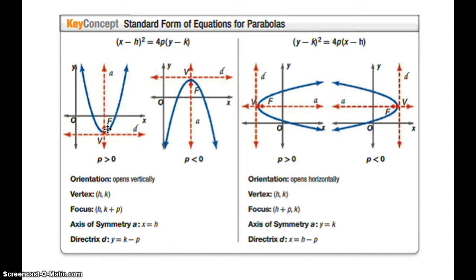So again, F is the focus, D is the directrix, V is the vertex. The distance from focus to directrix is equal to 2P. The distance from focus to vertex and the distance from directrix to vertex is equal to P. Also pay attention here to the sign of P. When P is positive, our parabola will either open upward, or if it's a horizontal parabola, it's going to open to the right. When P is negative, our parabola will open upside down vertically or to the left horizontally, depending on the orientation that we have.